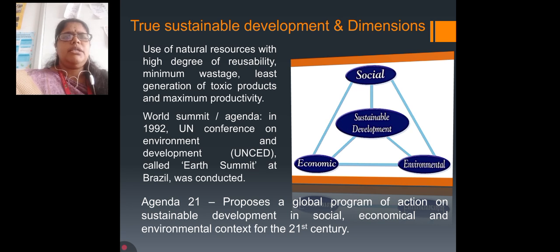In 1992, the UN Conference on Environment and Development, called the Earth Summit, was conducted in Brazil. In Agenda 21, it proposed a global program of action on sustainable development in social, economical, and environmental contexts for the 21st century. So, sustainable development is not only about the environment, it is about the social, economical, and also the environmental context.